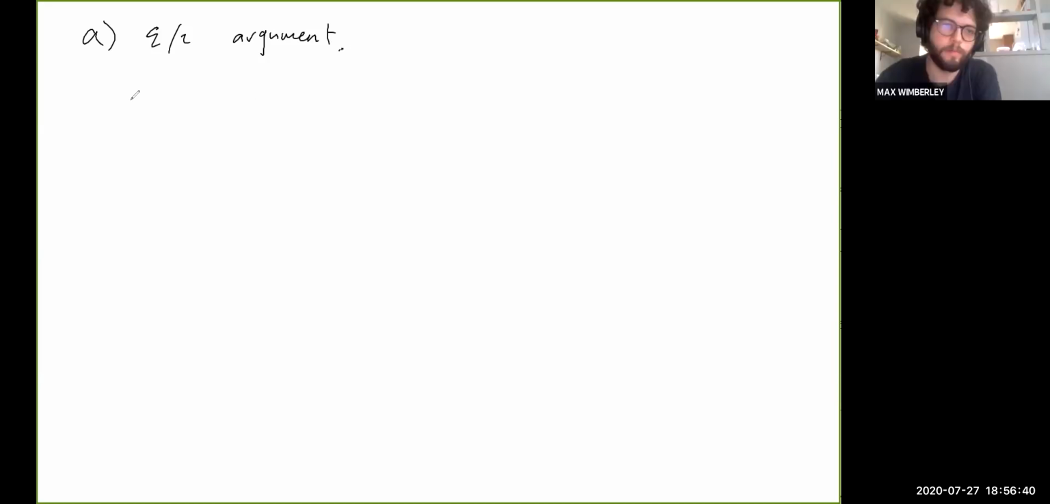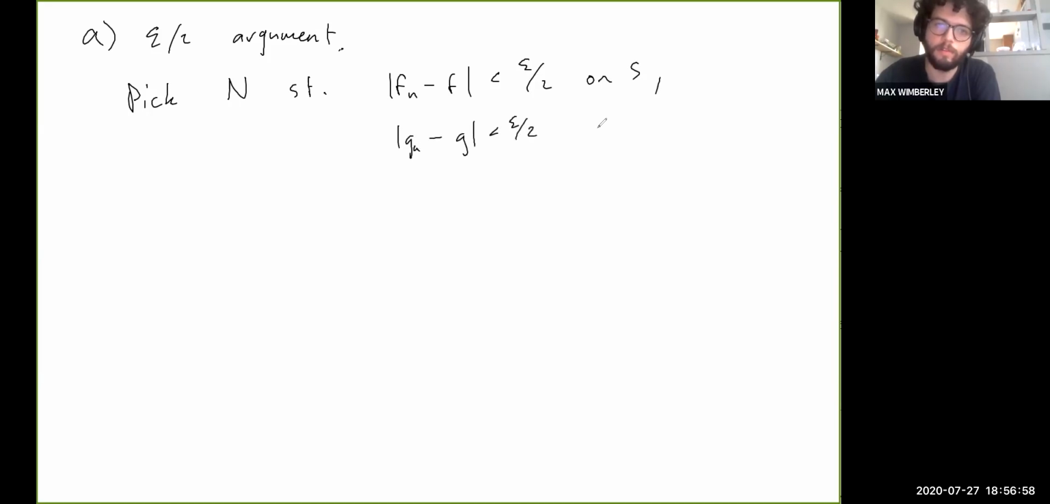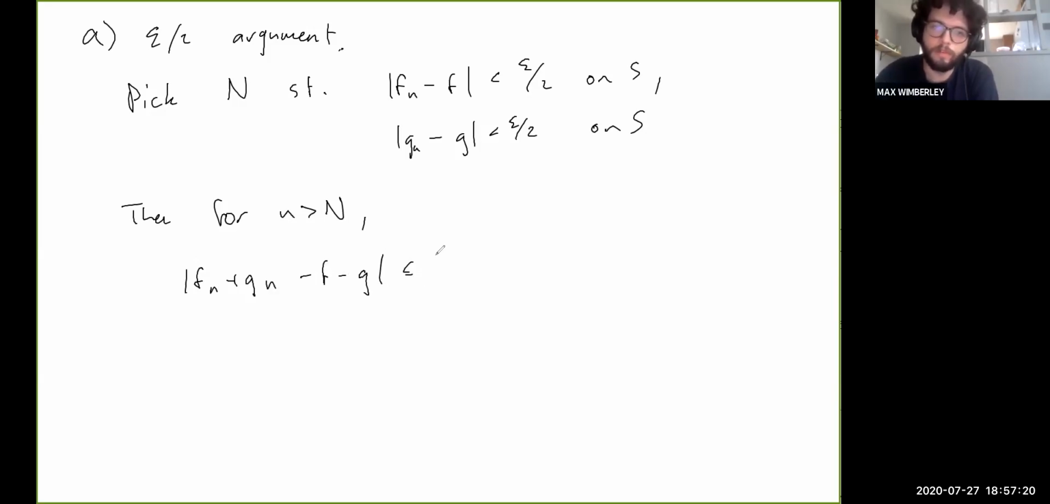So pick n such that fn minus f is less than epsilon over 2 on S, and gn minus g is less than epsilon over 2 on S. Of course, you can pick separate n's for each of these conditions and then pick the maximum of those, so that's how you get this capital N. Then for n greater than capital N, fn plus gn minus f minus g is less than or equal to fn minus f plus gn minus g, just the triangle inequality. And then this is less than epsilon, right?